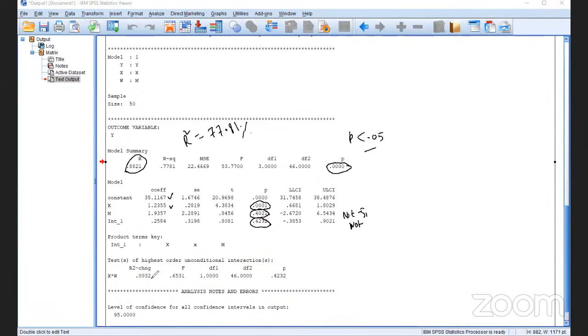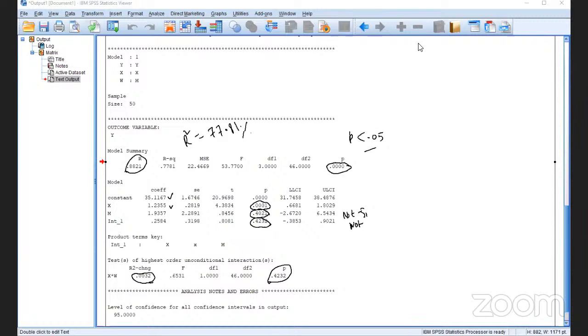Whether the multiplication of independent variable and moderator variable is significant, means R square change. So it is very less, 0.0032, means 0.32%, less than 1%, and it is not significant. Okay, so this is the output of this PROCESS macro.